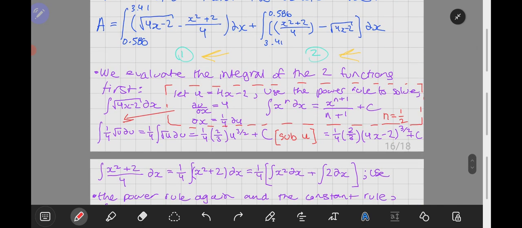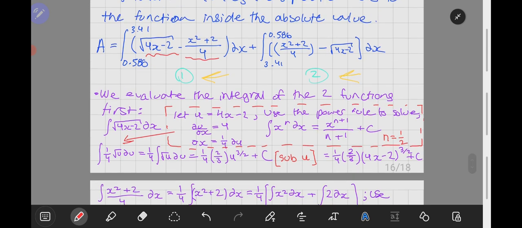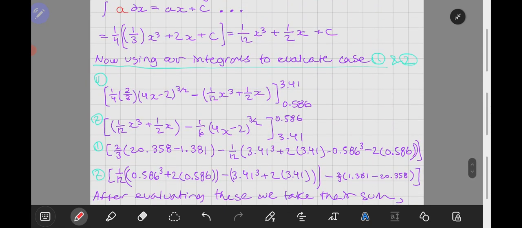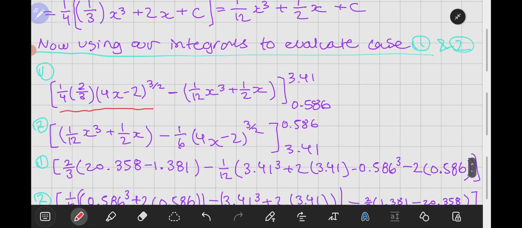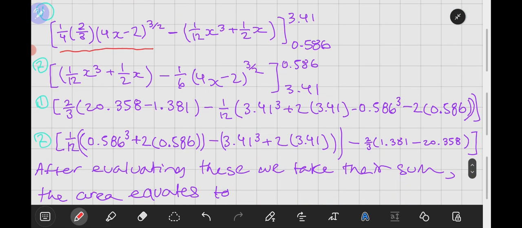Our first case is the integral of h and h to the negative 1, evaluated at the limits 0.586 to 3.41. So we write out our integrals here, where we have the 1 over 4 times 2 over 3 times 4x minus 2 to the power of 3 over 2, minus our second integral, and we evaluate at 0.586 and 3.41.